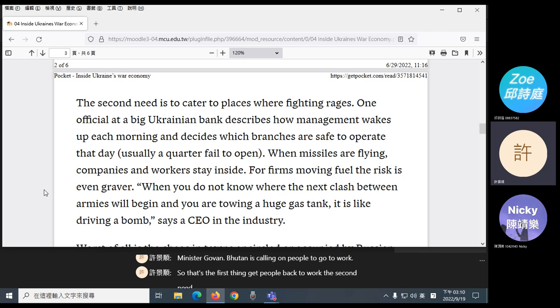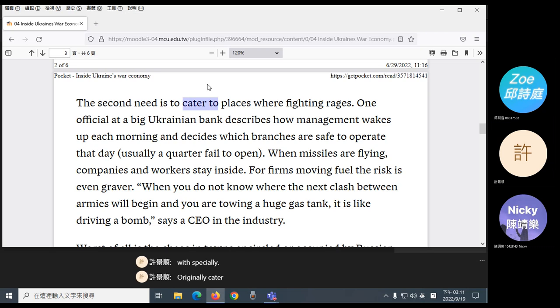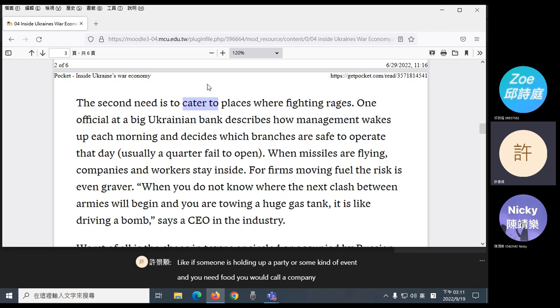The second need is to cater to places where fighting rages. So first of all, the word rage. Here, the word rage does not mean anger, does not mean angry. You can think of this as like a fire burning. It's still going. The fighting is like a fire, it's still going, still burning. So the second thing is to cater to places. To cater to means to treat specially, to deal with specially. Originally, cater means like if someone is holding a party or some kind of event and you need food, you would call a company to make food and deliver it for your party. That is catering. So this company would cater to your party. And so then we have the extended meaning of special treatment. So you have to treat places where they're still fighting in a special way.